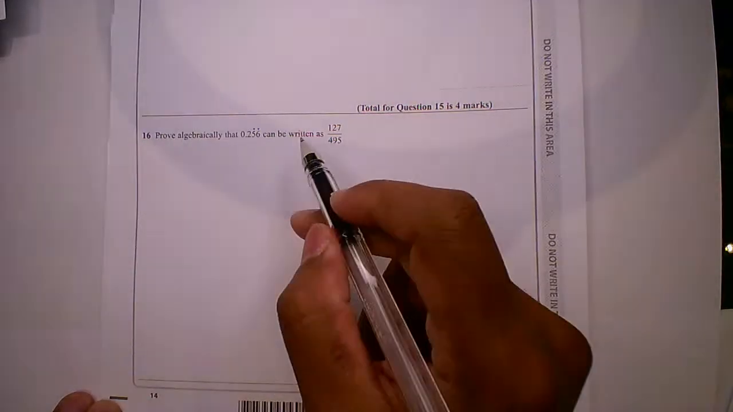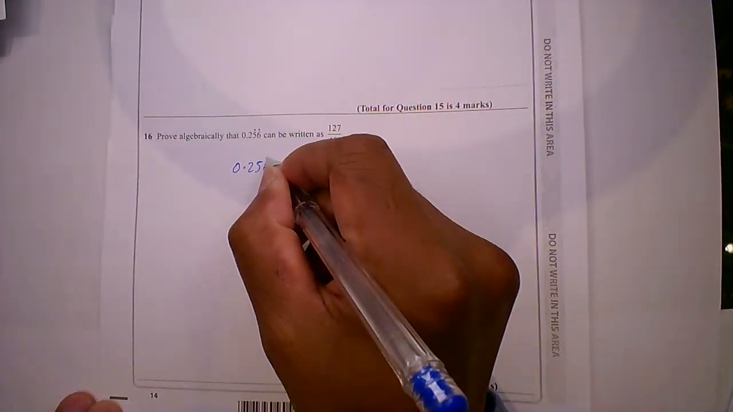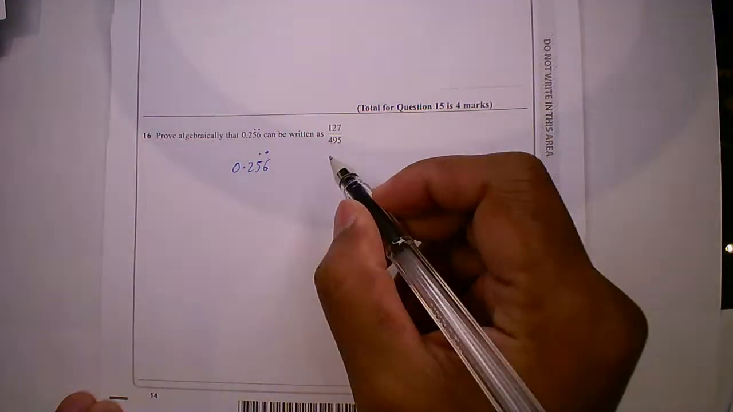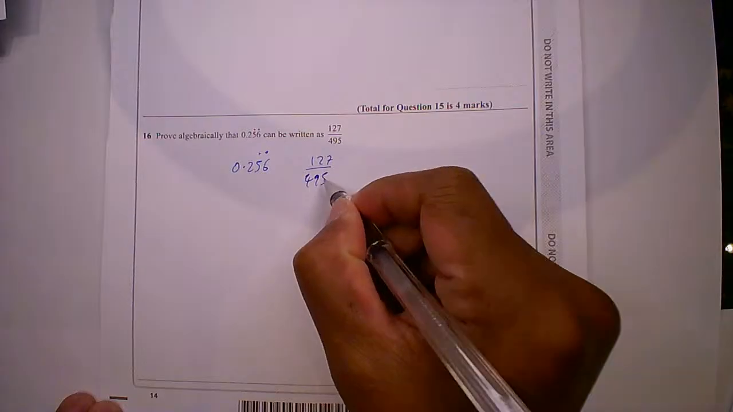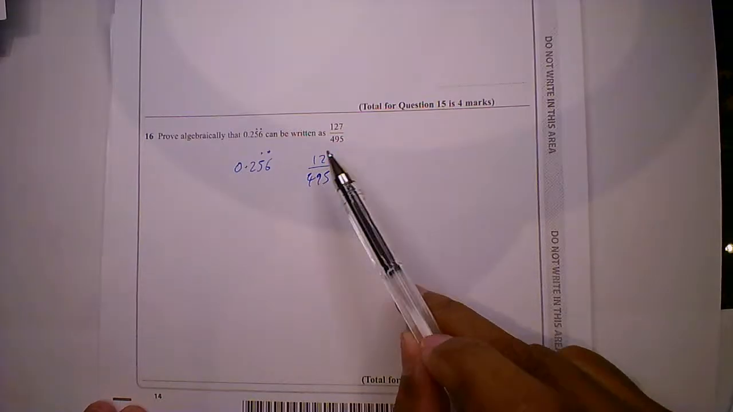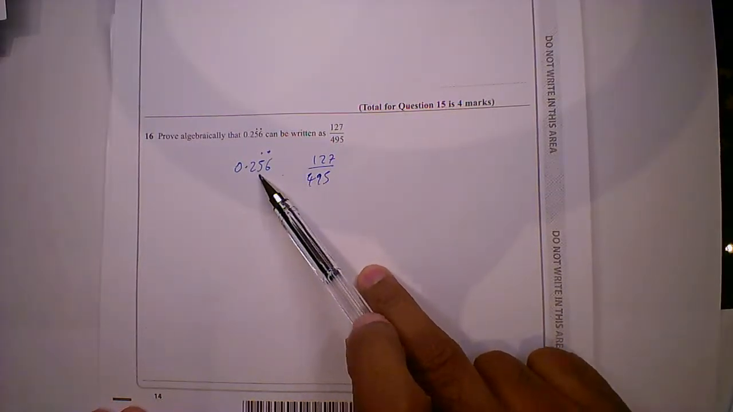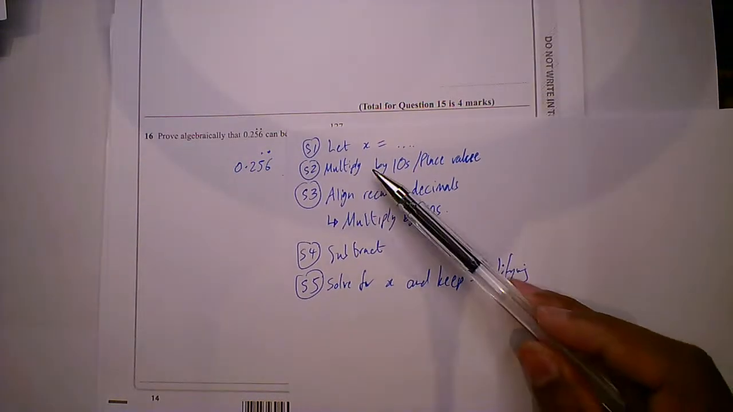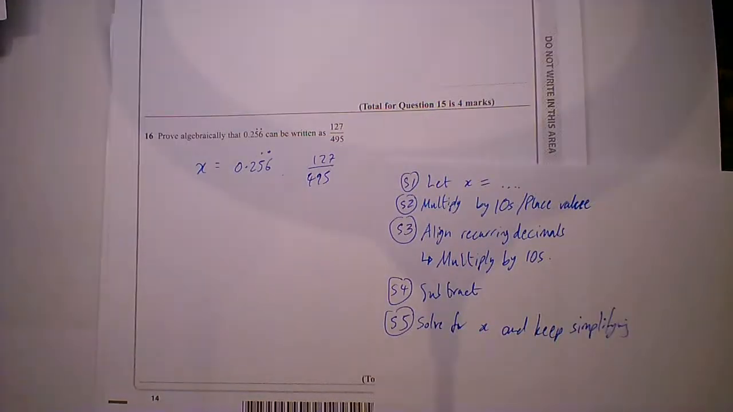So prove algebraically that 0.256 recurring can be written as 127 over 495. Okay, so it's similar to before. Again, same thing. You can see from my decimal, it's got 3 place values. So same thing as before. Step 1, let x equal to that. So I'm going to say x equals this.